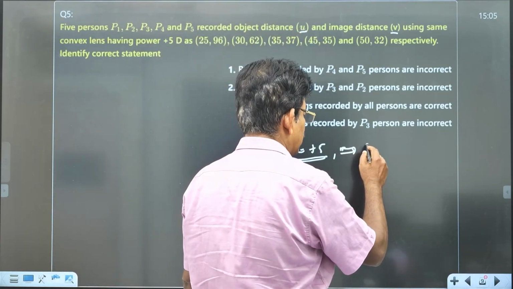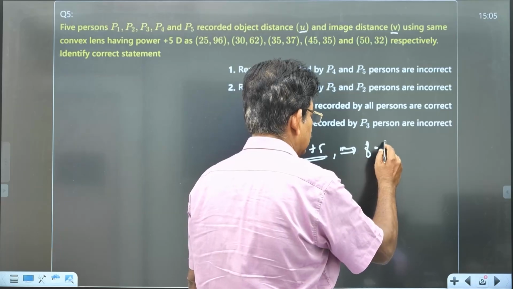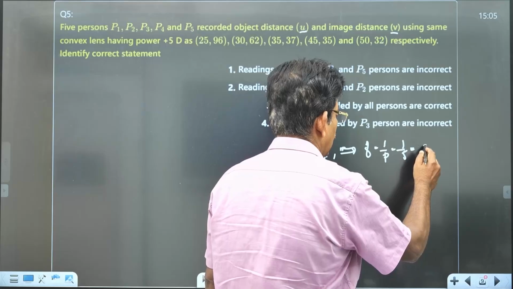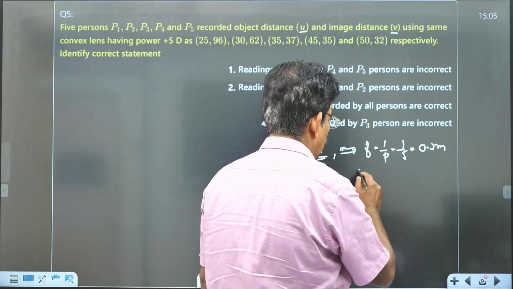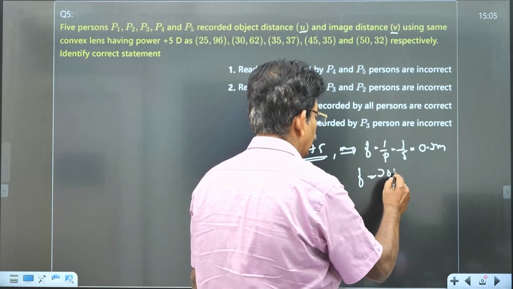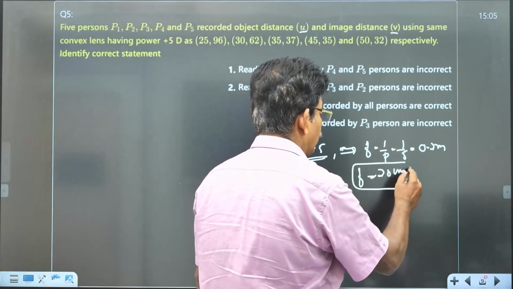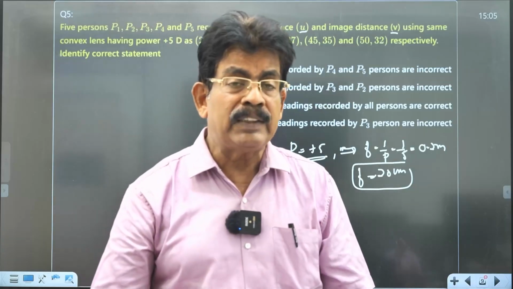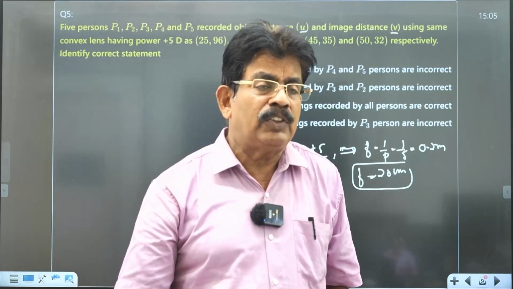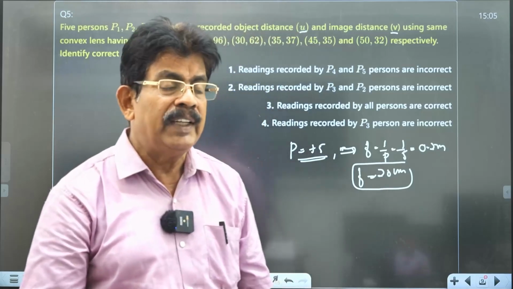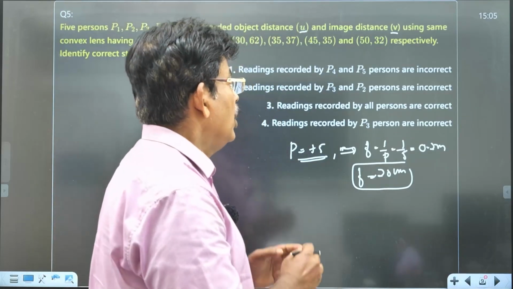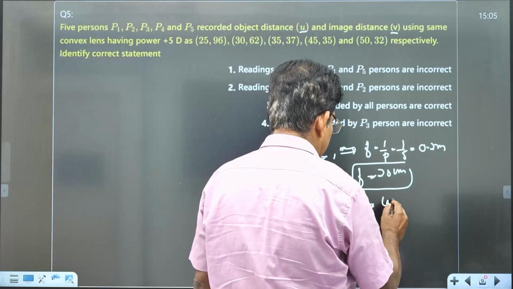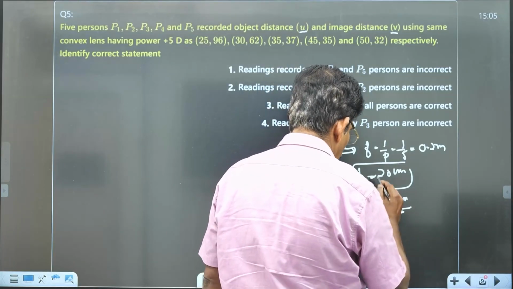What is the first information? Focal length is 1 by P, 1 by 5, that is 0.2 meter, or focal length is 20 centimeter. That's the first information you make. From the power plus 5 diopter means focal length is plus, because it's a convex lens, it is 20 centimeter. Now we have to check. And 2F is 40 centimeter.